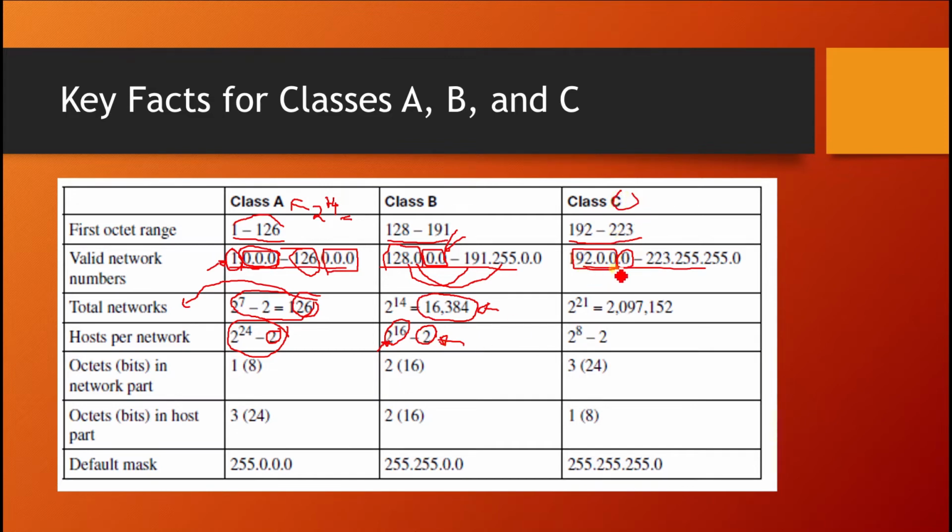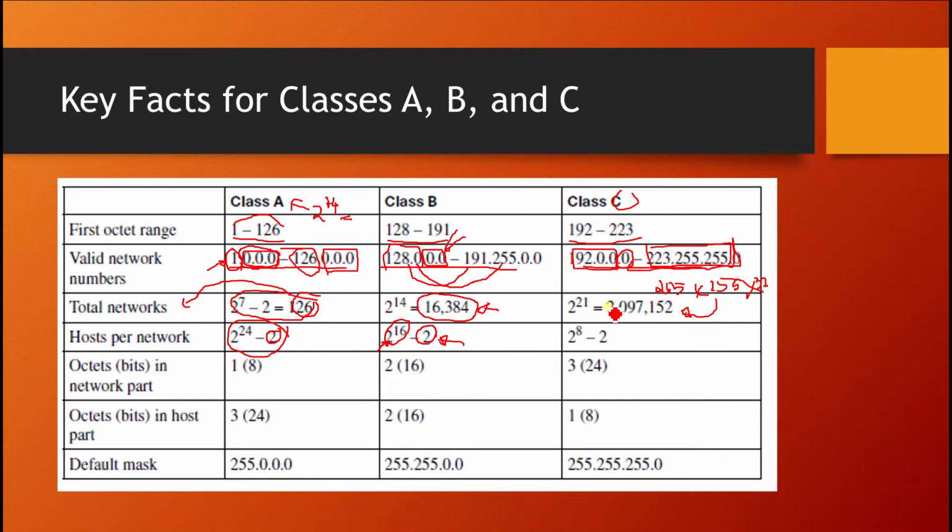In class C, the first 3 octets are for your network. The first three are your network bits. So in class C, I can have around 255 times 255 times, from 192 to 223, which is 32. So that's what this number is.